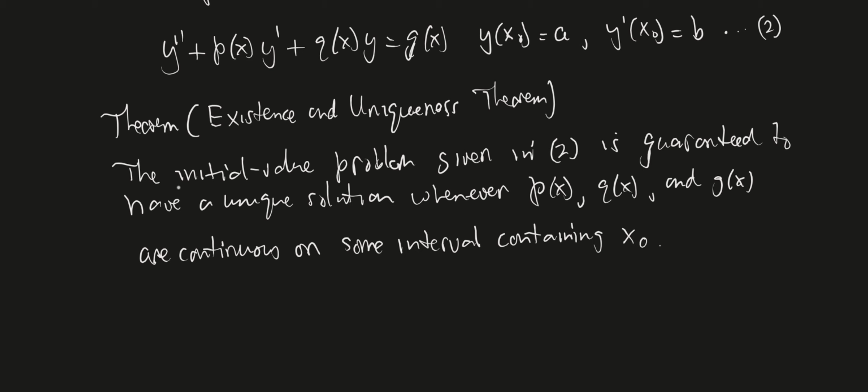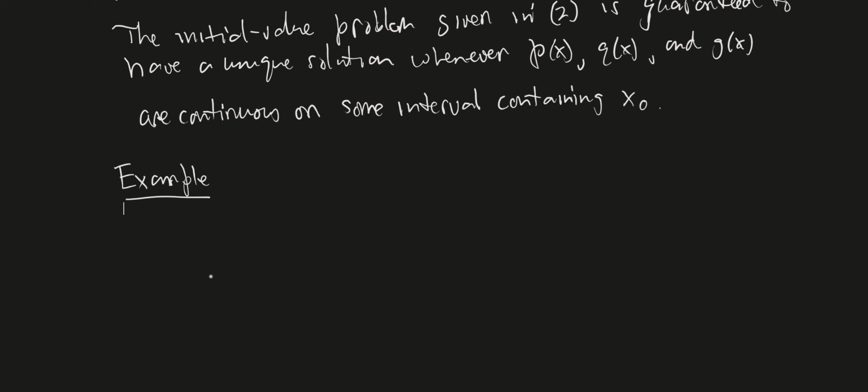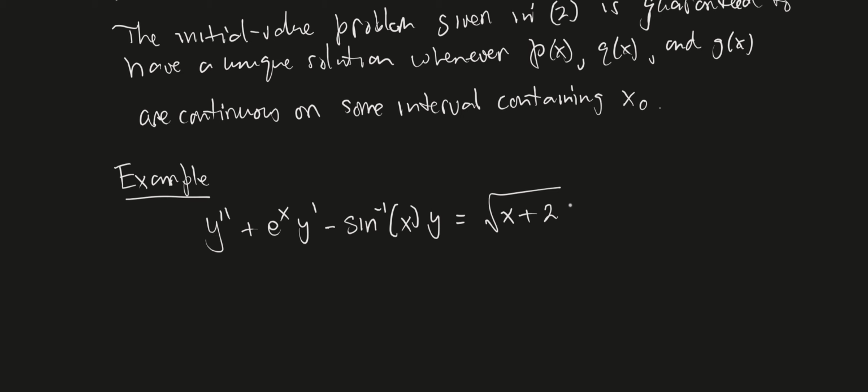Okay, so let's take a look at an example of how this theorem might be used. Let's say we have y double prime plus e to the x times y prime minus arcsine of x times y, and on this side we have x plus 2. So here is our differential equation, and it is written in the particular form required by this existence and uniqueness theorem. We can identify the three important functions now. So our P is the e to the x.